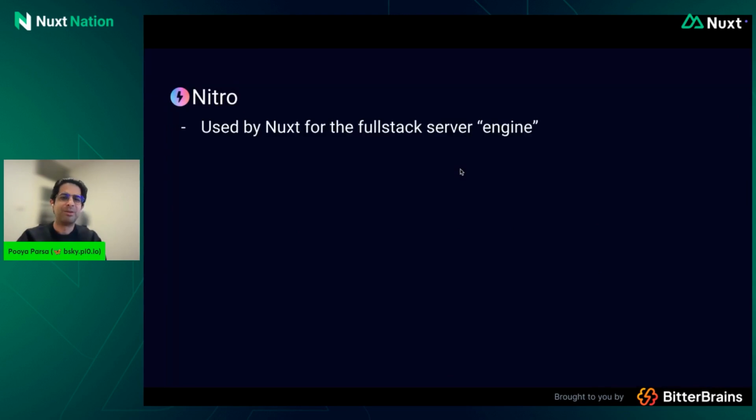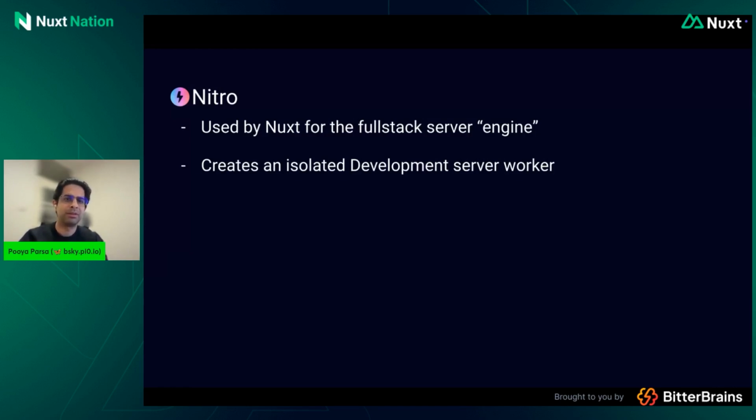So, what is Nitro? Nitro is the second half of Nuxt. That's the full stack server engine of Nuxt. We started Nitro as part of Nuxt 3 development. When you start the Nuxt development server or Nitro development server, or some other meta frameworks that support Nitro, it creates an isolated development service worker. During dev, it puts all the code that you have in that server. You can quickly reload it, and every time you save, it's reloaded.